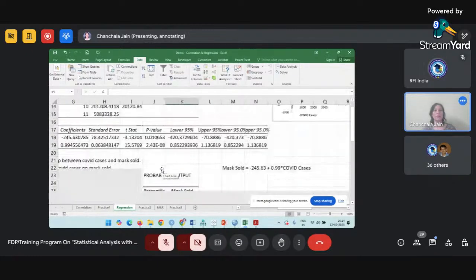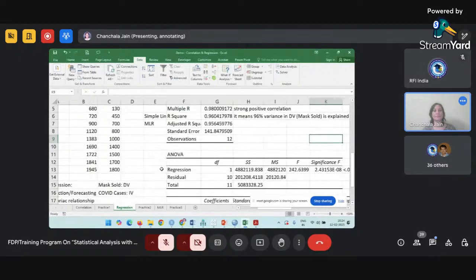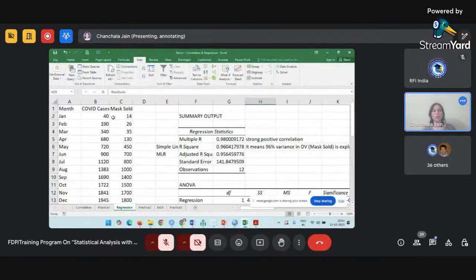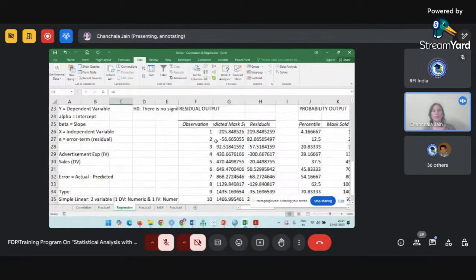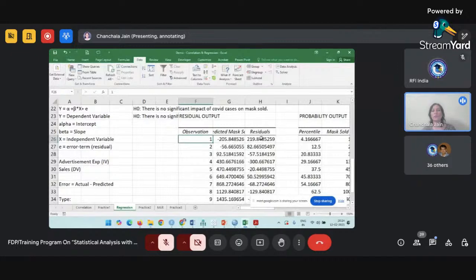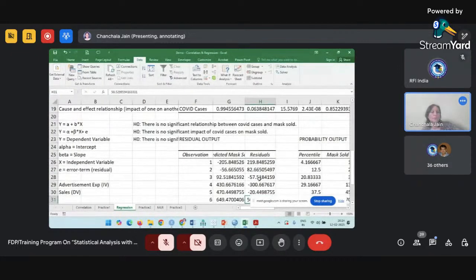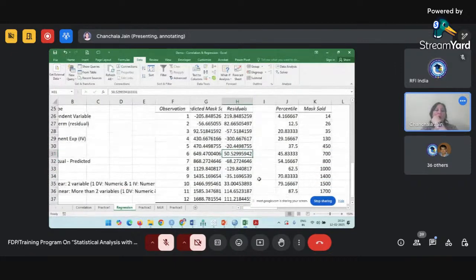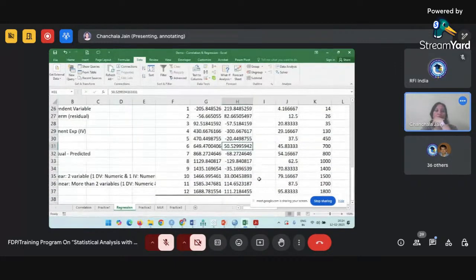Done. Then at the bottom you can find these are the predicted mass sold values and these are the residuals. So we have the actual values of mass sold, and that way you can see the difference. Take the difference of this. This will give you the residual value. For the first month, this is the residual value. For the second month, residual value. Likewise, you can find these residual values coming. Is it clear to everyone?